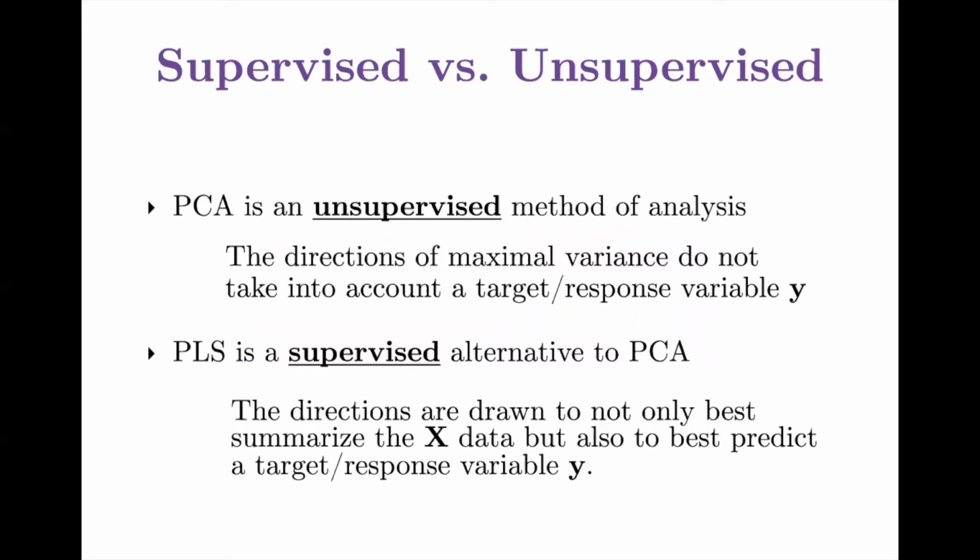So PCA is unsupervised. When we're drawing those directions of maximal variance, they don't take into account any target or response variable y. PLS, partial least squares, is a supervised alternative to PCA. In this method, the directions are drawn to not only best summarize the X data, but also to best predict a target or response variable y. So I like students to have this in their toolbox under the label, a supervised version of PCA.